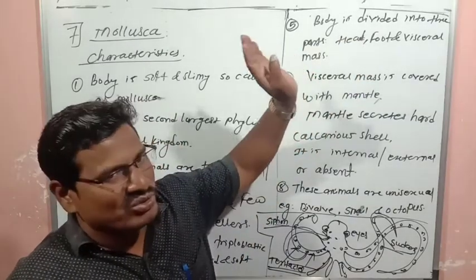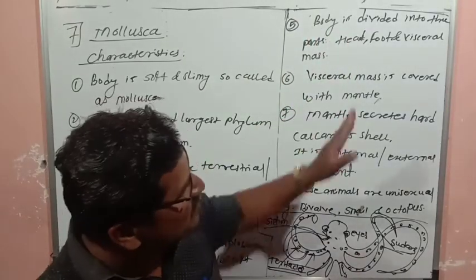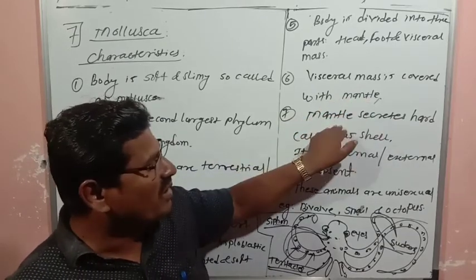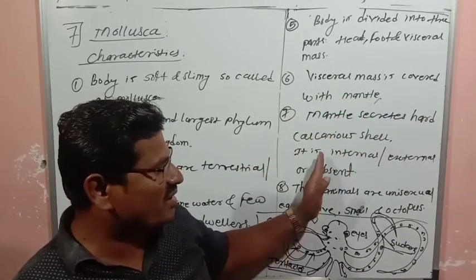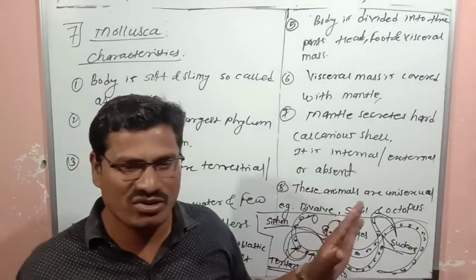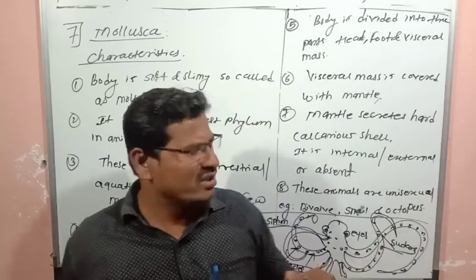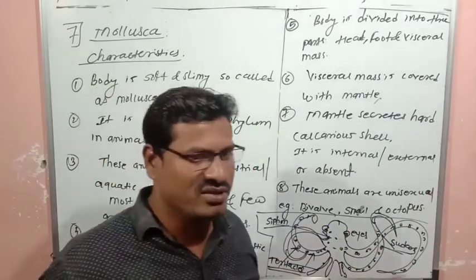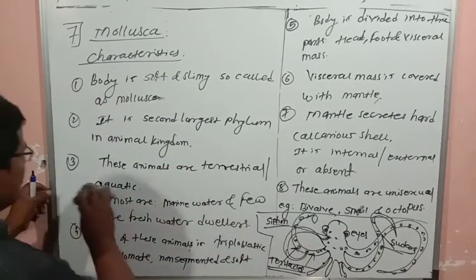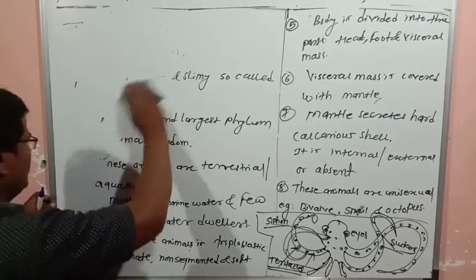The body is divided into three parts: head, foot, and visceral mass. The visceral mass is covered with mantle. Mantle secretes a hard calcareous shell, and it may be internal, external, or absent. And animals are unisexual, and examples are bivalve, snail and octopus. Now, some extra information about octopus we are going to study. Which speciality does octopus have? That we'll see.